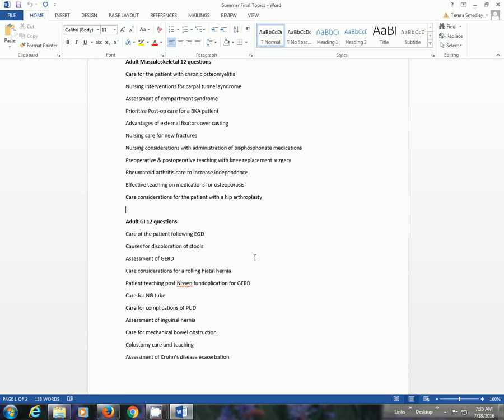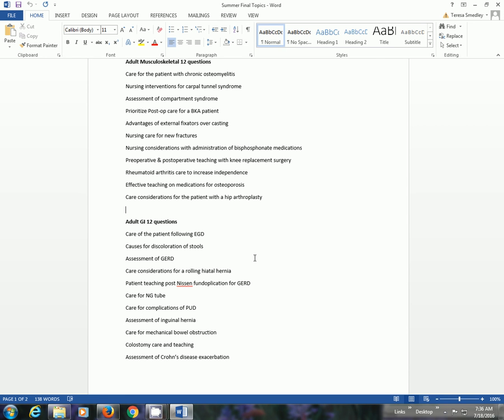Assessment of GERD. What are the priority assessments for GERD, especially with someone that is refluxing? What do you need to do? What is your priority care for them? Care considerations for a patient with a rolling hernia. What is that priority care that you need to give a patient that has a rolling hernia? And what do you need to assess for?